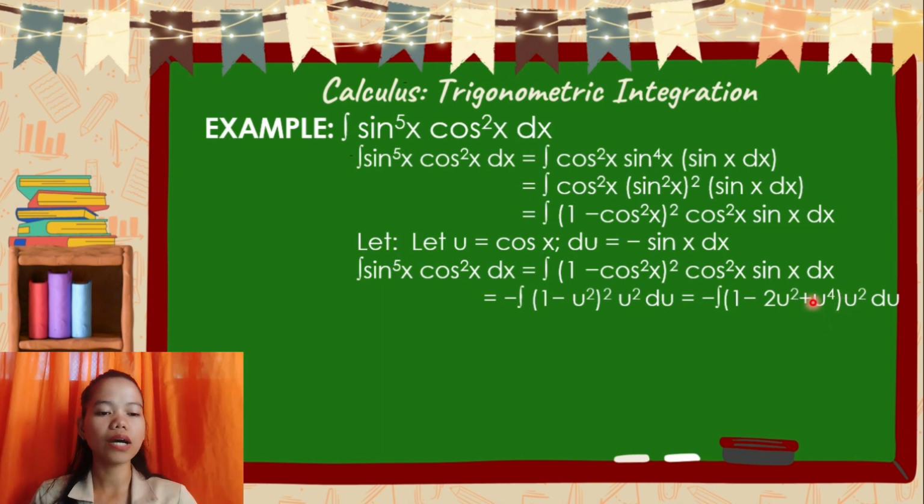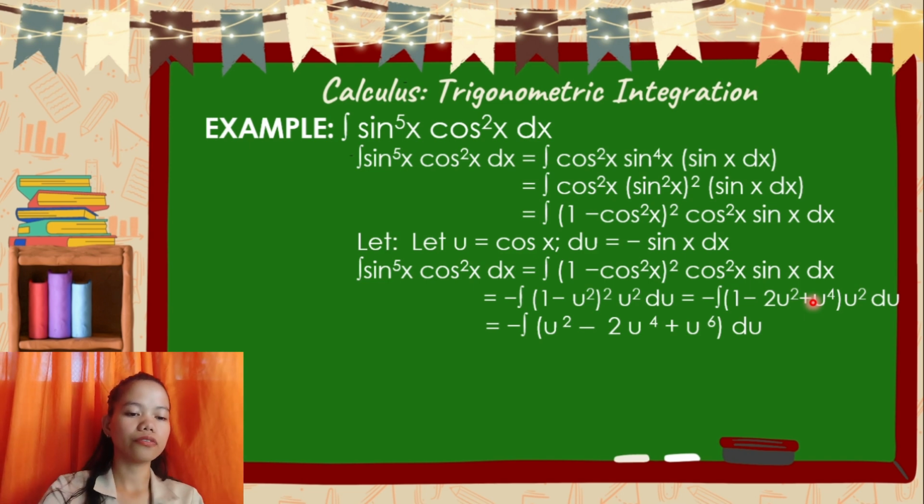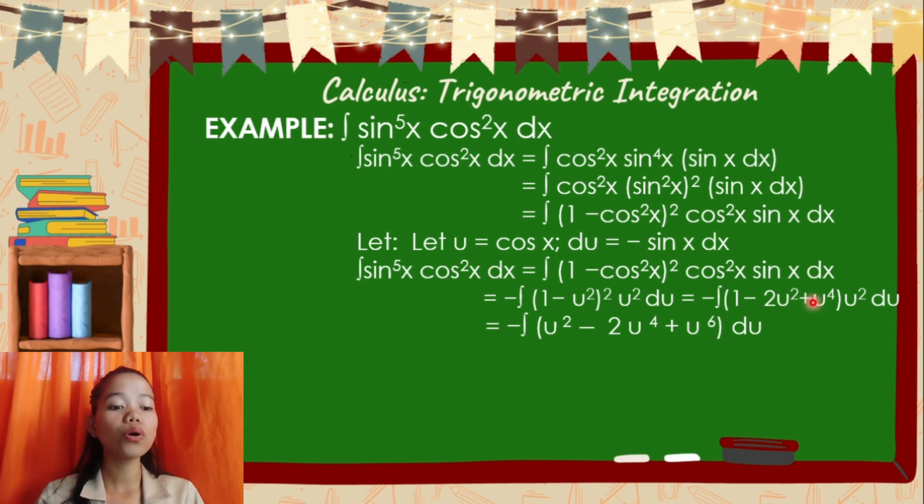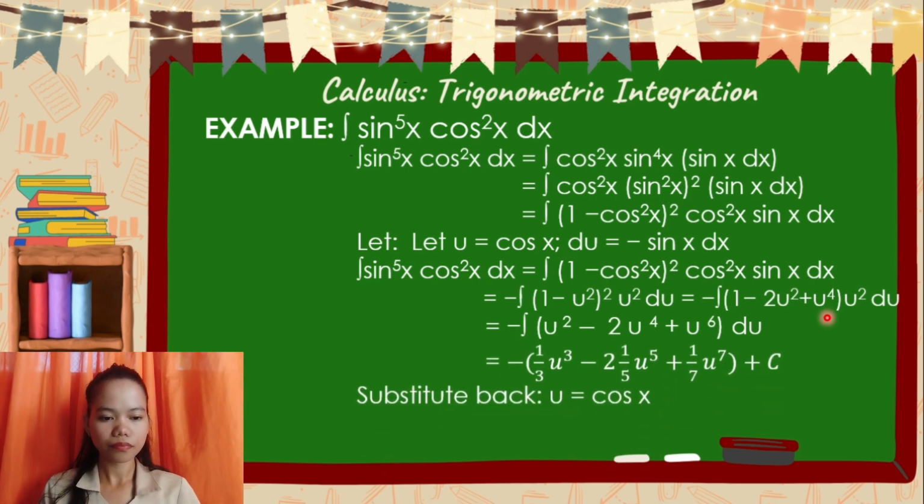So what we have now is the negative integral of the quantity of u squared minus 2 u raised to the power of 4, because u squared times u squared equals u raised to the power of 4, plus u raised to the power of 6, since u raised to the power of 4 multiplied to u raised to the power of 2 equals u raised to the power of 6, and we do have now the du. So this one, we can easily now apply the integration.